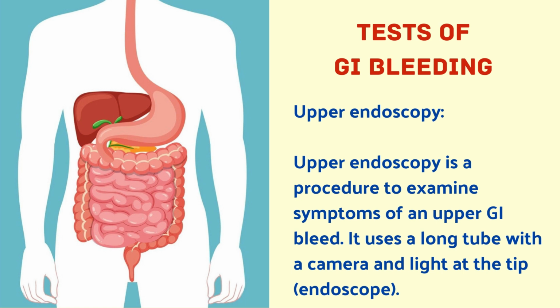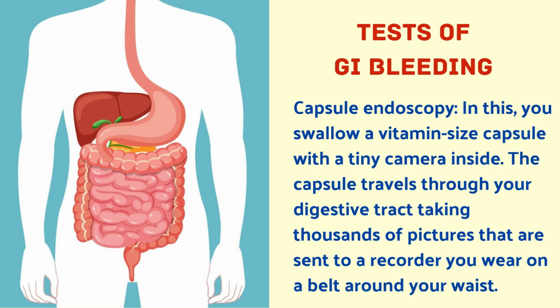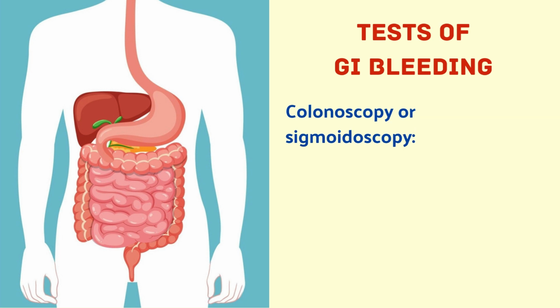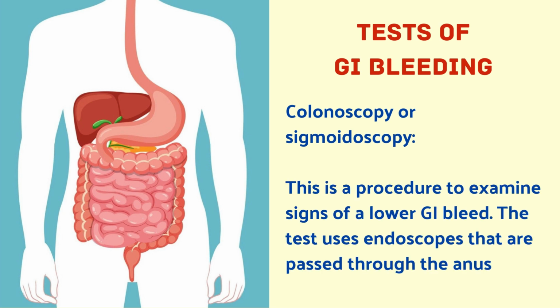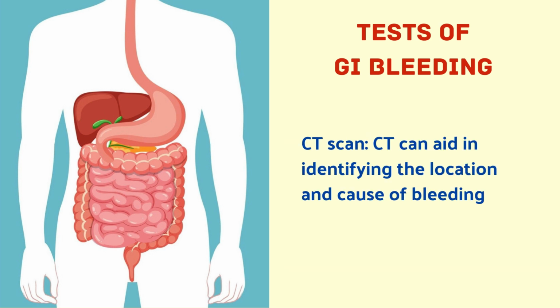Upper endoscopy. Upper endoscopy is a procedure to examine for signs of an upper GI bleed. It uses a long tube with a camera and light at the tip. Capsule endoscopy: in this, you swallow a vitamin-sized capsule with a tiny camera inside. The capsule travels through your digestive tract, taking thousands of pictures that are sent to a recorder you wear on a belt around your waist. Colonoscopy or sigmoidoscopy: this is a procedure to examine signs of a lower GI bleed. The test uses endoscopes that are passed through the anus. CT scan: CT can aid in identifying the location and cause of bleeding.